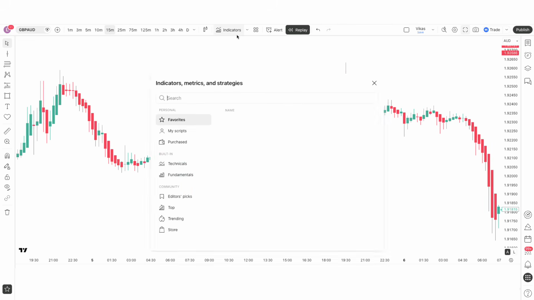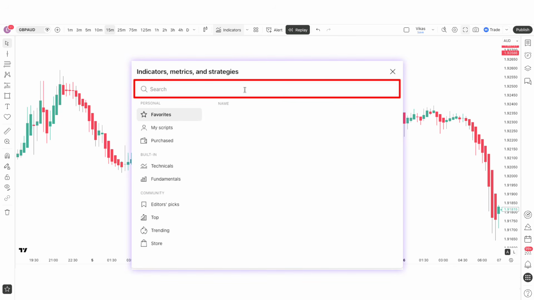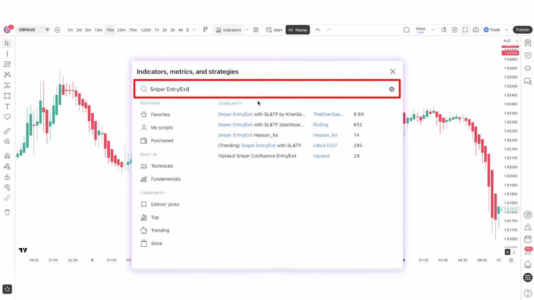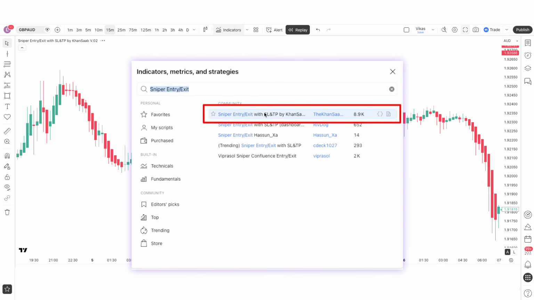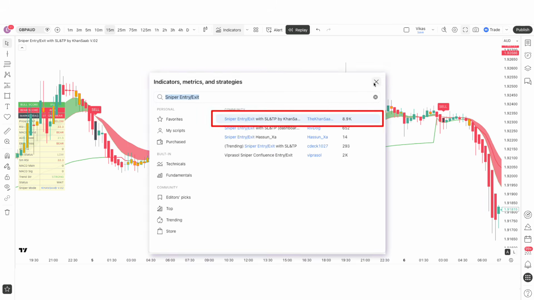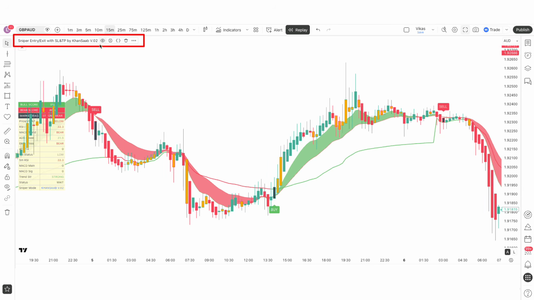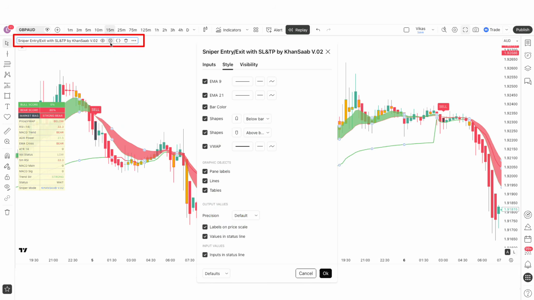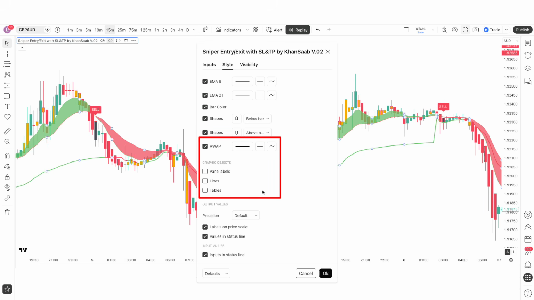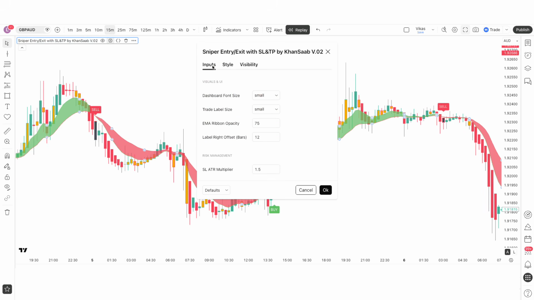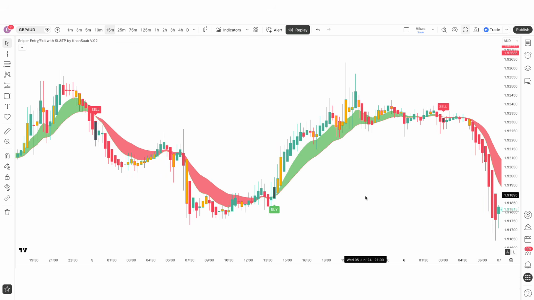Head over to the Indicators tab and search for the Sniper Entry Exit. Select the indicator made by Khan-Sa and add it to the chart. Now the indicator settings change for perfect signals. First, we have to keep these options hidden. And after that, change the EMA ribbon opacity from 75 to 80. Here everything is fine after that. Click OK.